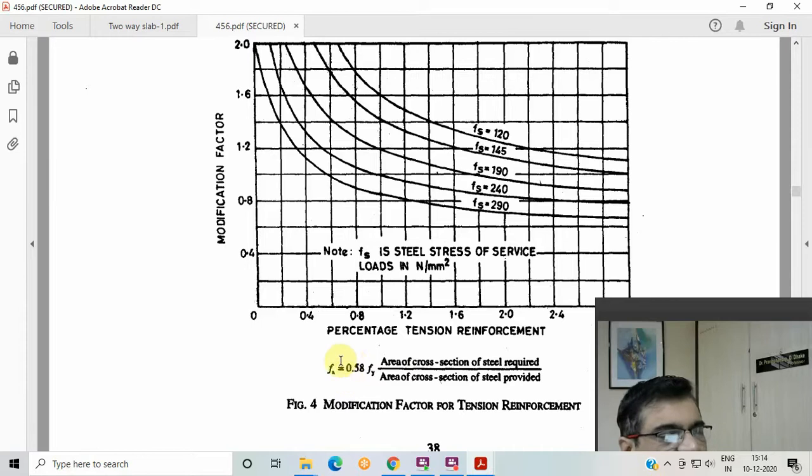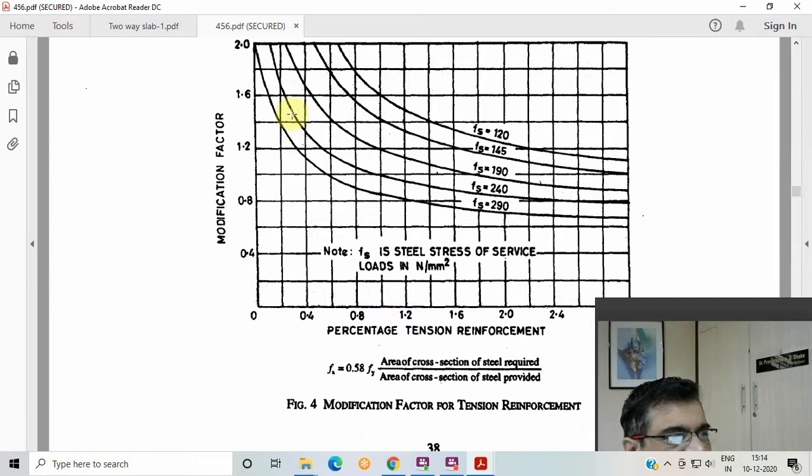Fine. Now that value is 240 Newton per mm square. So here total 5 curves are given in this diagram. Use the curve for 240. Already we have assumed percentage of steel as 0.3. So here this is the vertical line for 0.2. This is the vertical line for 0.3. So just draw the line.